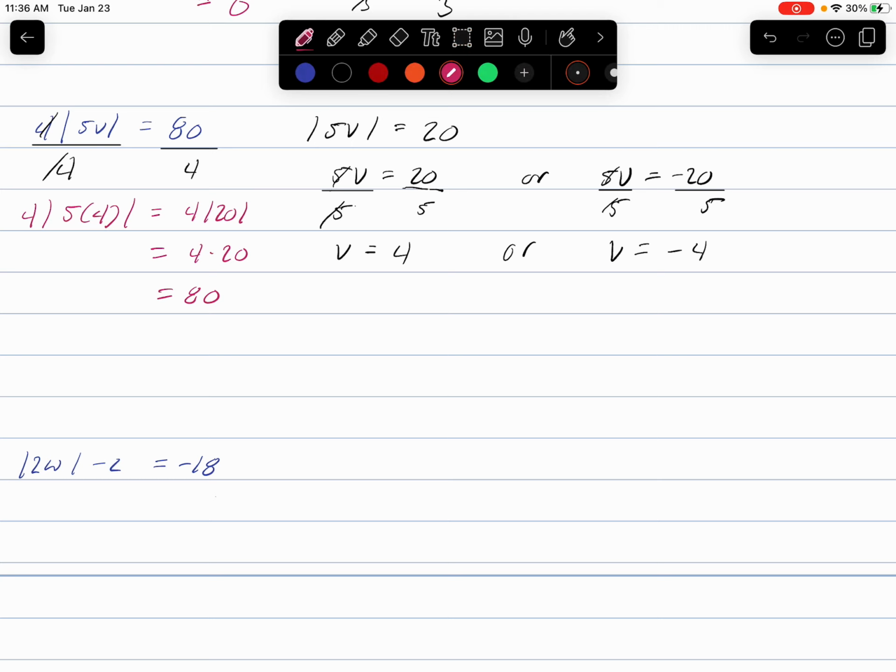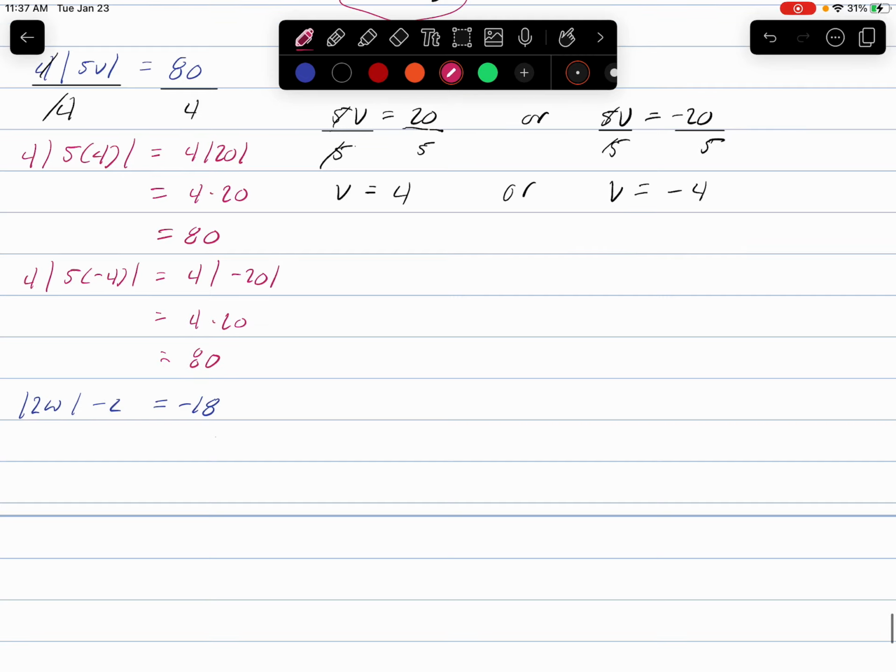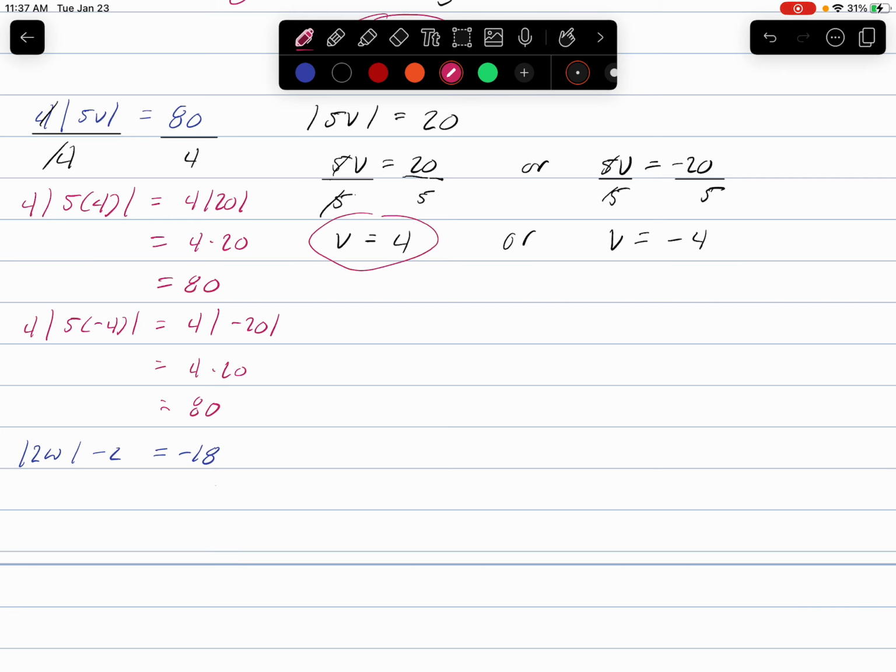If we check the other one, we'll have 4 times the absolute value of 5 times -4. Okay, and that's equal to 4 times the absolute value of -20. And the absolute value of -20 is just positive 20. So we have 4 times 20 again, which is just 80. So both of these will work.